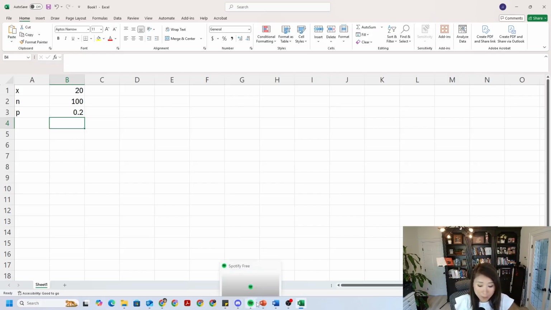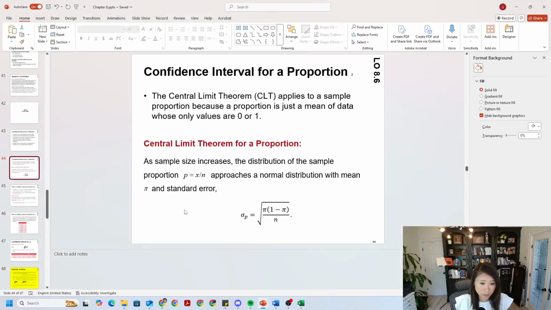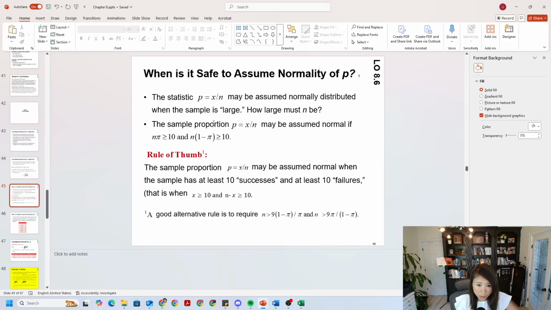Before I do any calculation using the formula we have already seen, the standard error equals sigma sub p, the square root of pi times 1 minus pi divided by n, right? People use this formula. Remember, the mean of p represents our population proportion, pi. Before we use this formula, we need to double check one more thing: can we approximate p as following a normal distribution? In order to do that, we need to check that the number of successes and the number of failures are both larger than or equal to 10.